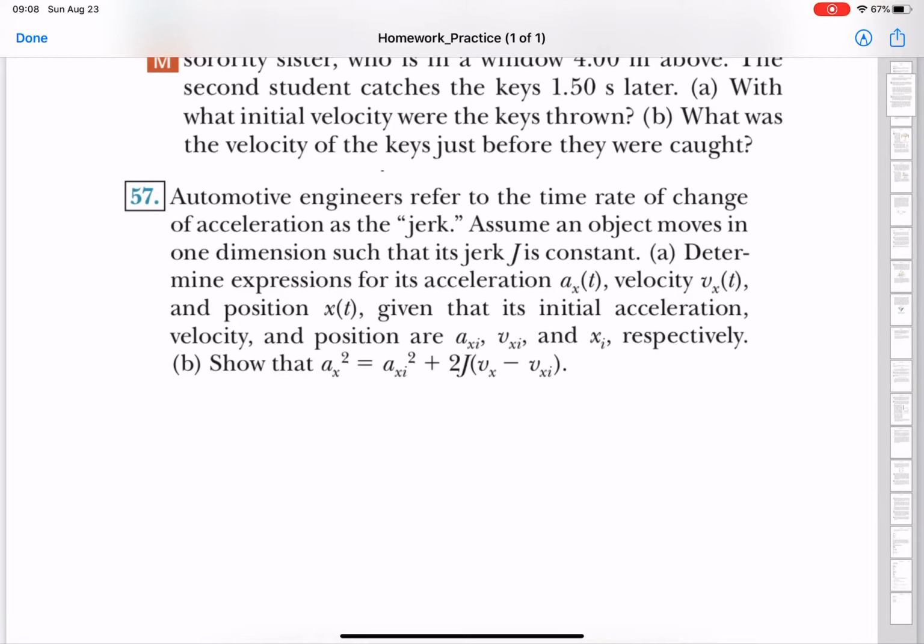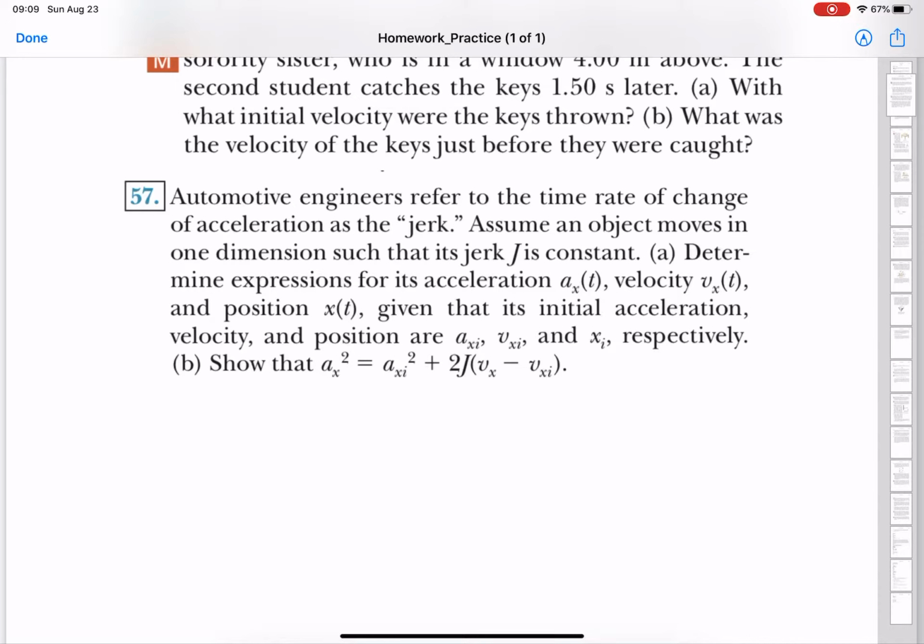Okay, students, let's look at problem number 57. Automotive engineers refer to the time rate of change of acceleration as a jerk. Assume an object moves in one dimension such that its jerk J is constant.